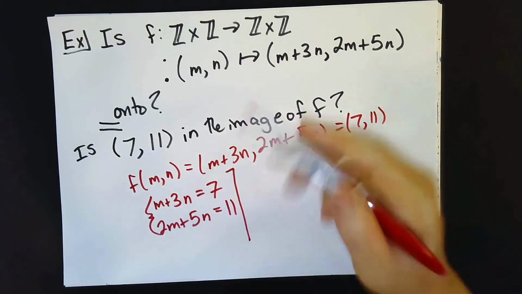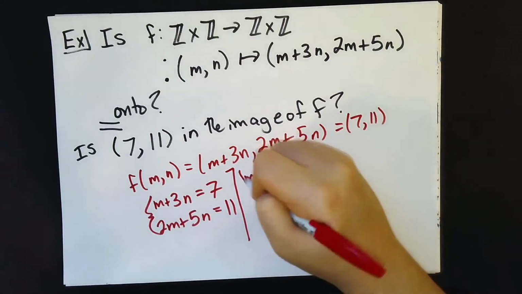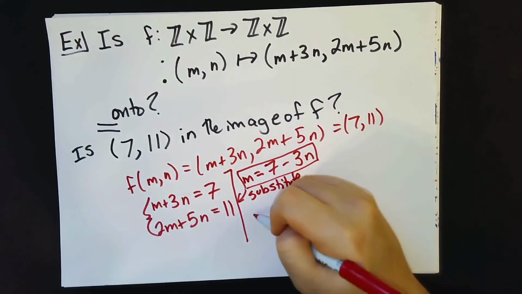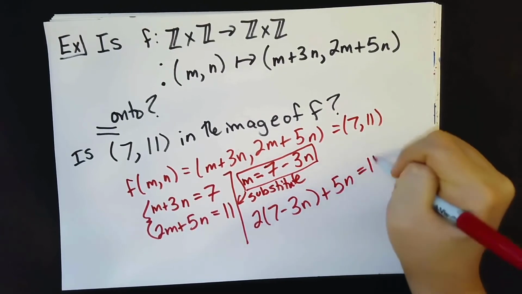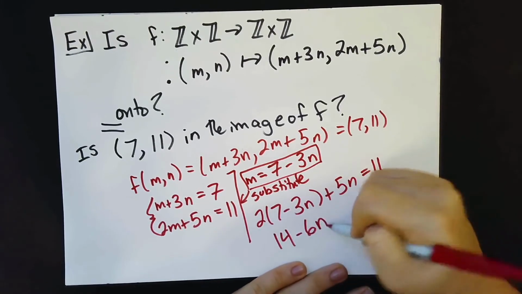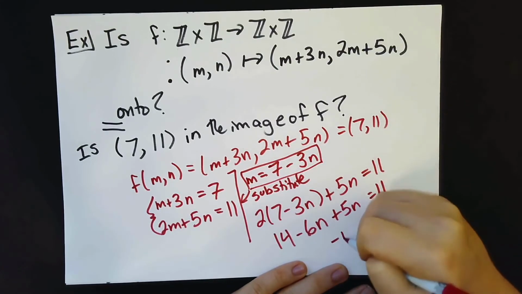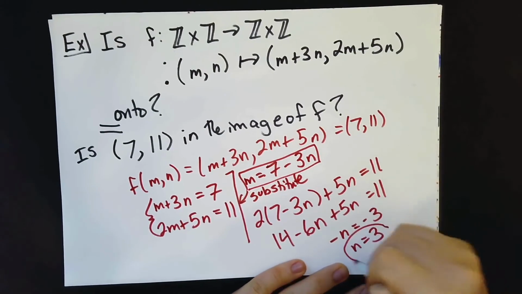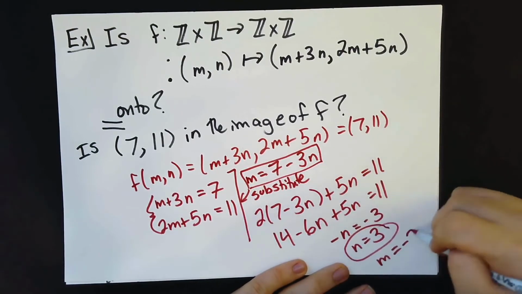So what's m? m is 7 minus 3n. That's just solving for m here. And then I can plug that in. And so upon plugging that in, I'm going to get 2 times (7 minus 3n) plus 5n equals 11. And so that says 14 minus 6n plus 5n is equal to 11. So minus n is minus 3. So n is 3. And m is 7 minus 3 times 3, so minus 2.